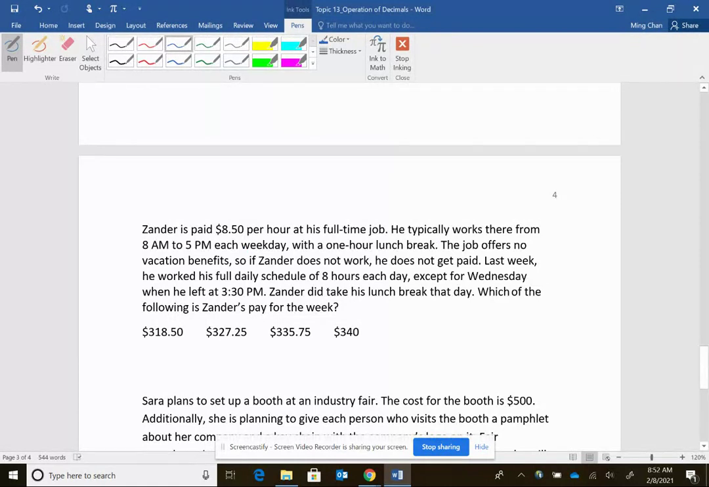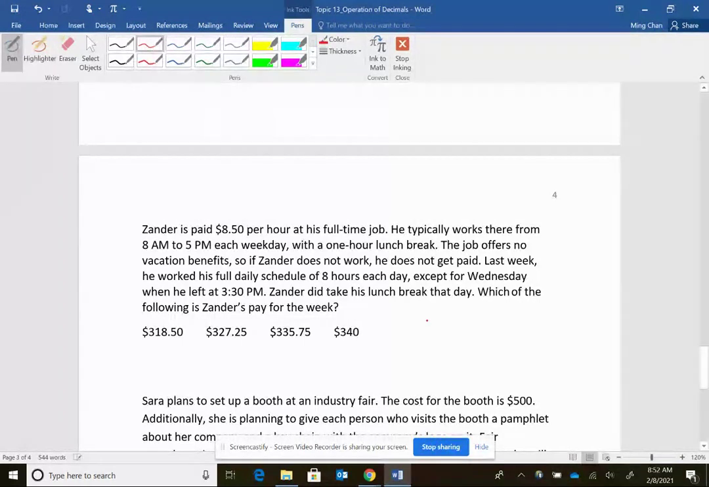So every hour, $8.50. He typically works from 8 a.m. to 5 p.m. each weekday. 8 a.m. to 5 p.m. is telling you how many hours he worked. Weekday means Monday through Friday. The second sentence, with a 1 hour lunch break, is also telling you how many hours he worked. So from 8 to 12, say 12 o'clock he takes lunch, is 4 hours. Coming back from lunch, 1 to 5 is 4 hours. So that means he works 8 hours a day.